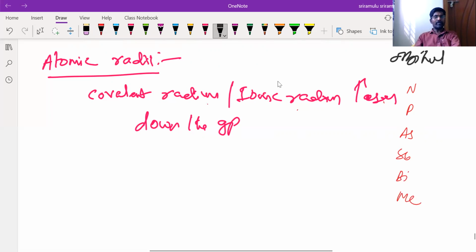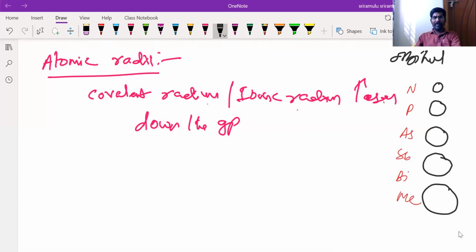Okay, students, for our understanding purpose, I will write the structures for this. Nitrogen size, and slightly increased is the phosphorus size. Next the arsenic size, next the antimony size, next the bismuth size, like that. And this is higher than the top, moscovium.